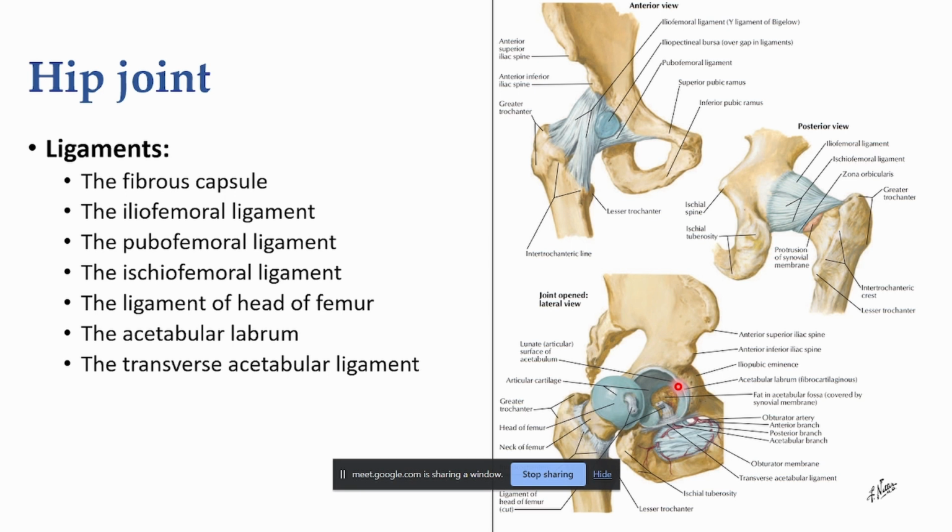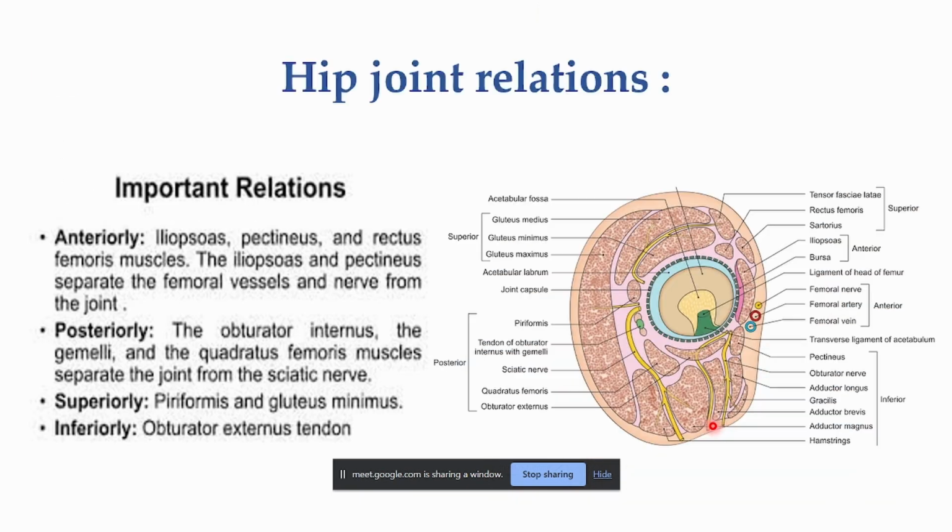So, the acetabular labrum narrows the lumen of the acetabulum so that the head of the femur fits accordingly and improves the grip of the head of the femur. Next is the transverse acetabular ligament, which is responsible for the transmission of the various arteries, veins, and vessels to the head of the femur.